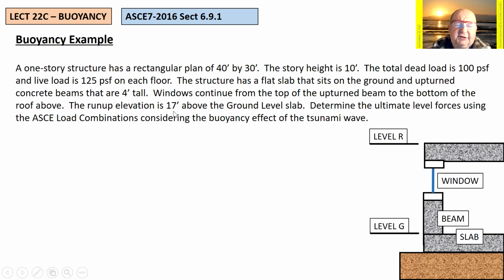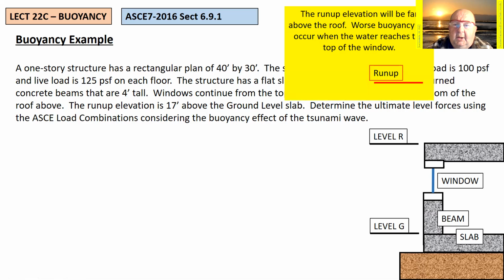The run-up elevation is told that it's 17 feet above this ground level slab, and I'm being asked to determine the ultimate level forces using ASCE load combinations and the buoyancy effect of the tsunami wave. Well, the run-up was given as being 17 feet above the ground. That's far above the top of the building. So that run-up elevation isn't going to be an issue. If the water ever gets that high, the entire building is submerged.